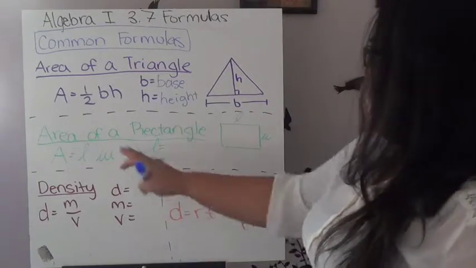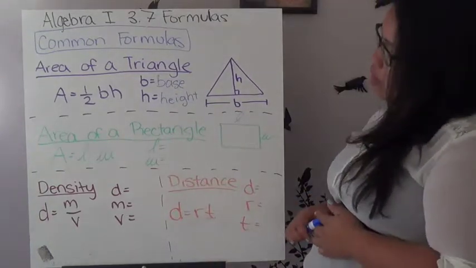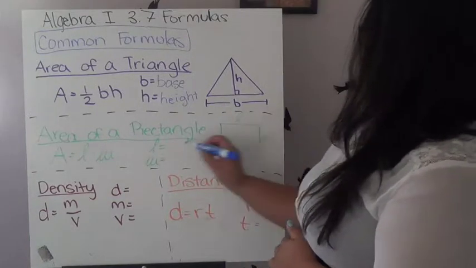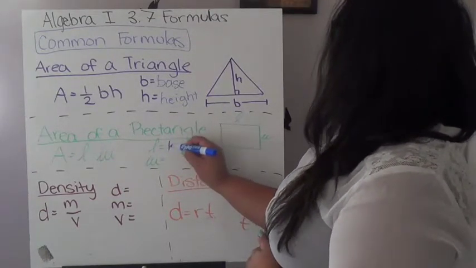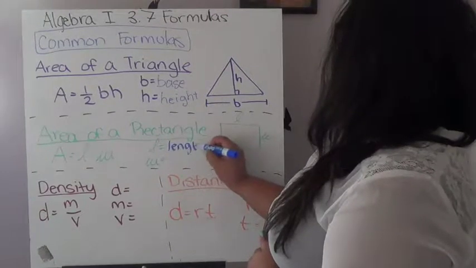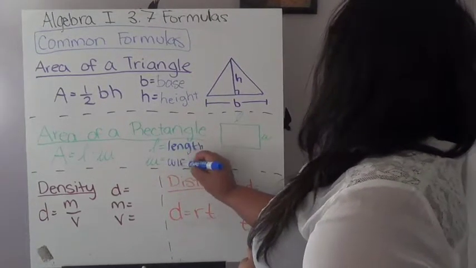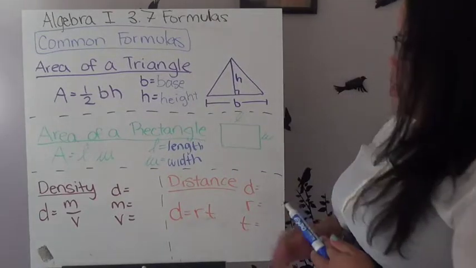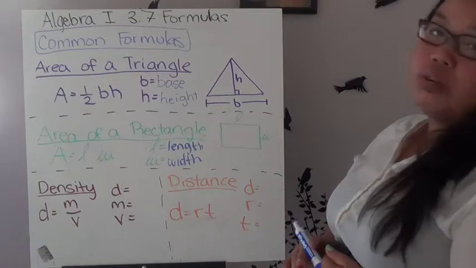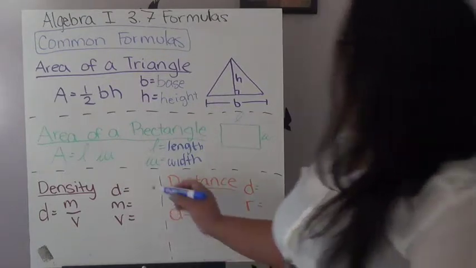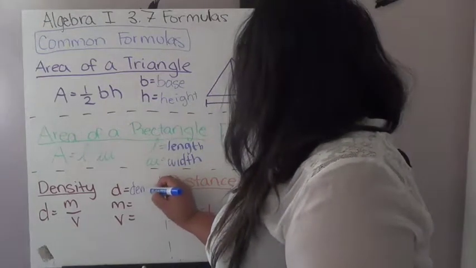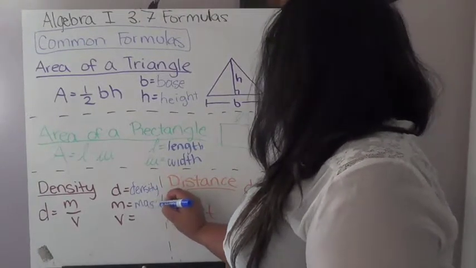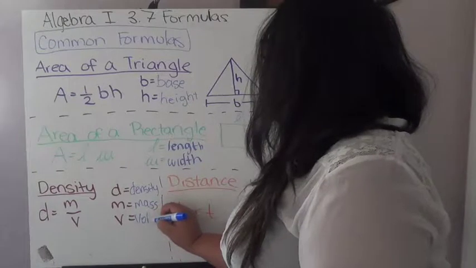Okay? The area of a rectangle is something that you might have seen, and it's basically you multiply the length times the width. So the cursive L is length and W is width. Density is D equals M over V. D stands for your density. M is your mass. And V is your volume.